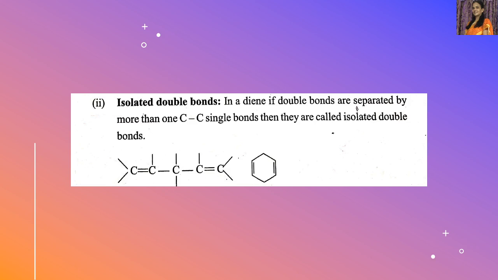This is an example. Another example here we can see. This is also cyclohexadiene, but the position of double bonds is different. Okay, so here one double bond is separated by two single bonds from another double bond. This side also you can consider a double bond, two single bonds, one side double bond. Therefore, these two double bonds are separated by two single bonds. Therefore, it is also an example for isolated diene.